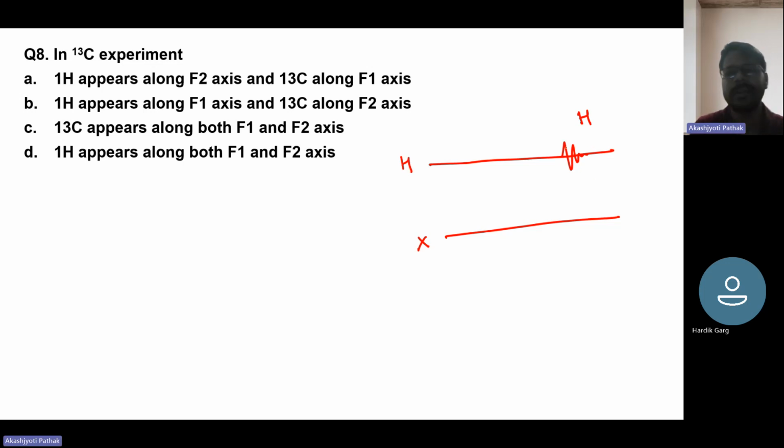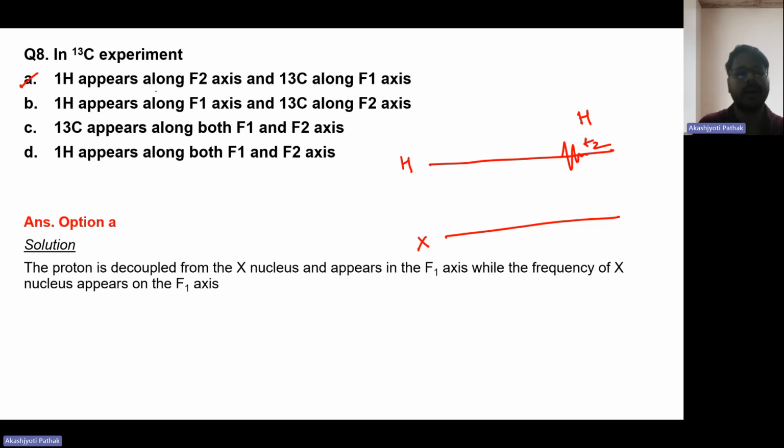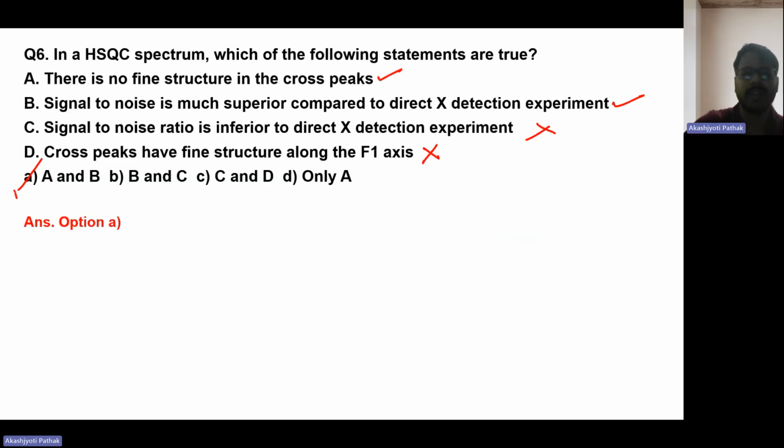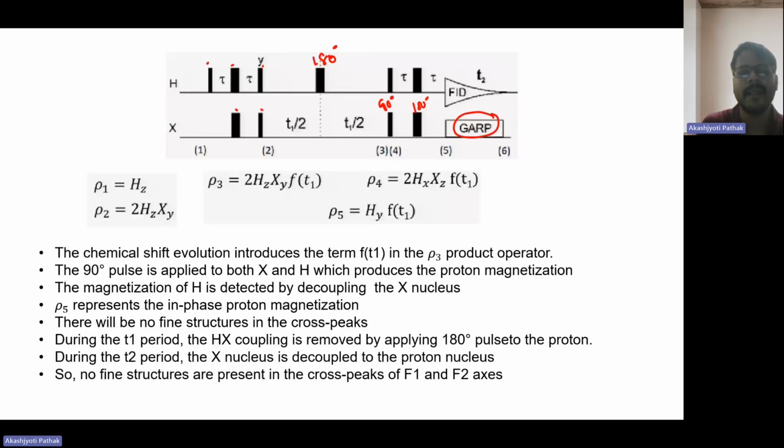So what we will get? In the T2 dimension, we will have the proton, right? And the C13 will appear along the F1. This is the correct option. The proton, because you can see over here also, in this figure, this proton you are detecting in this T2 period.